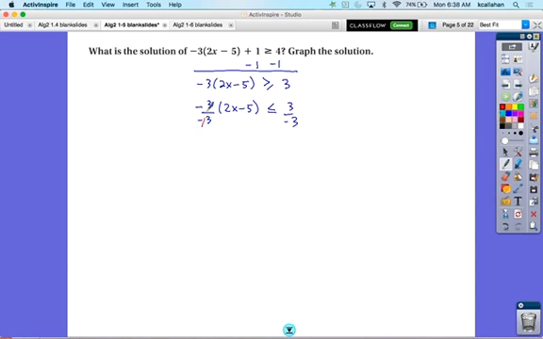Okay, these cancel. Now we have 2x minus 5 is less than or equal to negative 1. At that point, we have a two-step inequality to solve, and those two steps are add 5, divide by 2. So add 5, divide by 2. And here I can just write divide by 2, divide by 2, because it doesn't flip the symbol anyways. So x is less than or equal to 2.